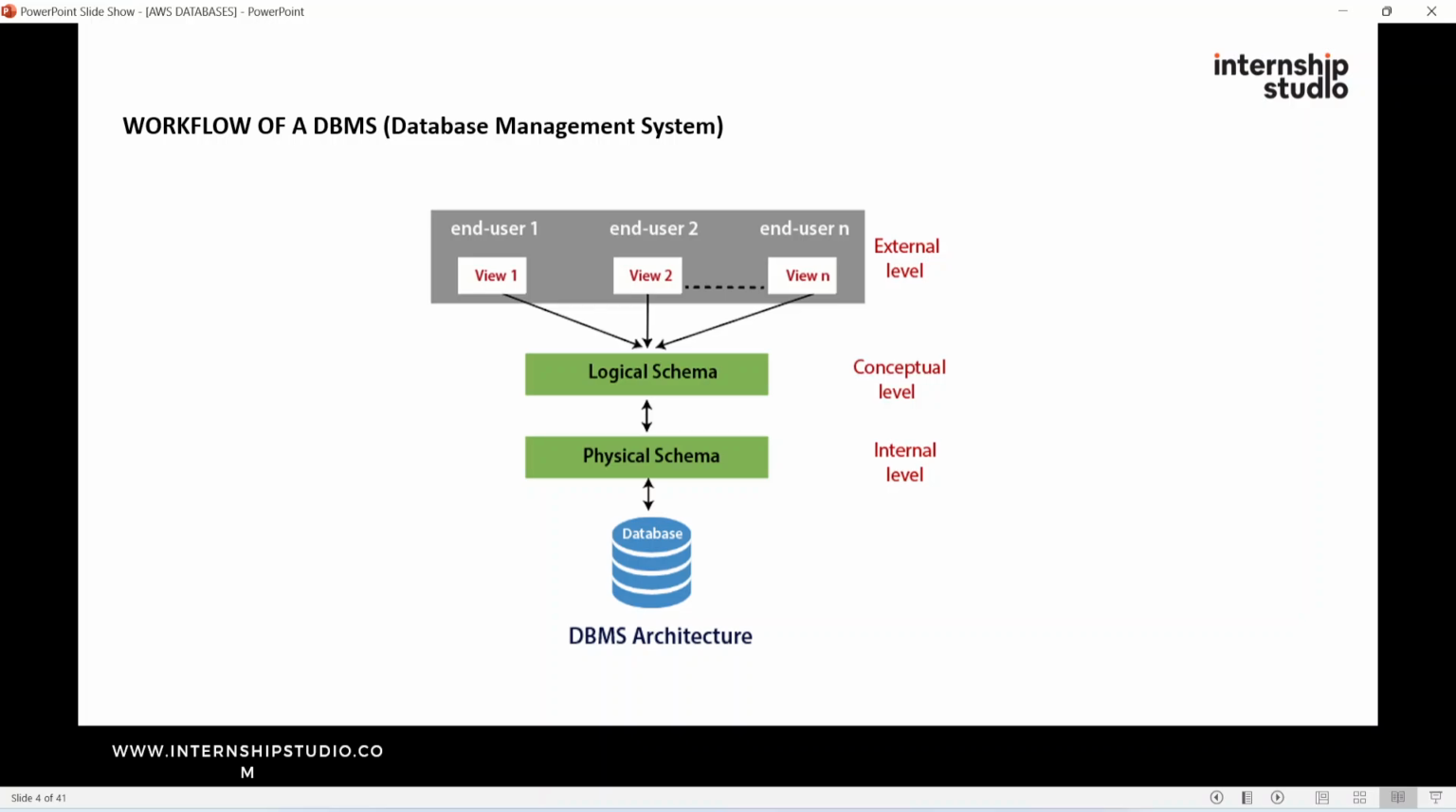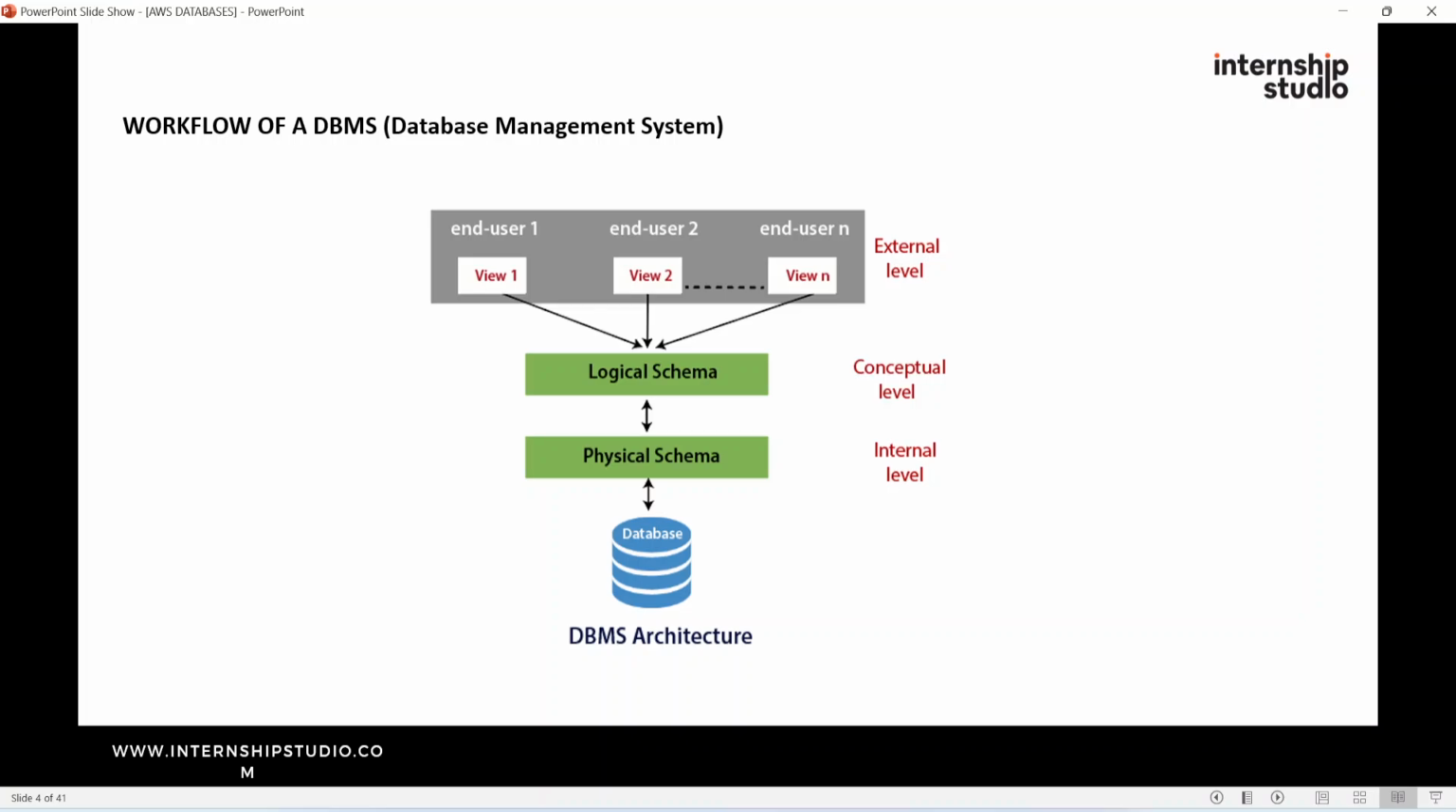For example, if a user wants to retrieve information about a patient's medical history in a hospital's database, the external level, which is our user interface here, facilitates the request. The conceptual level then interprets this request in terms of the logical schema, identifying the relevant tables and relationships of that data. Then the internal level will execute the physical operations to retrieve the actual data from the storage system.